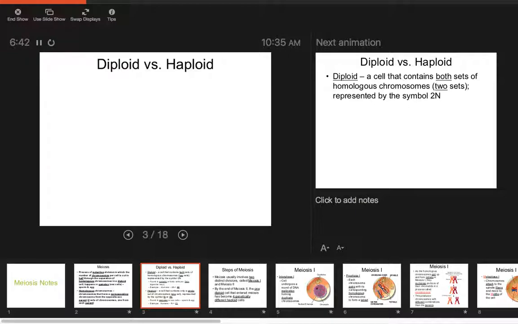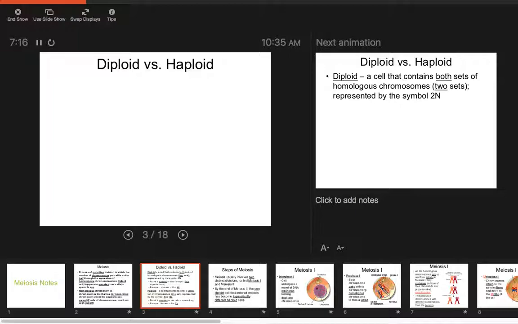Your haploid cells are your gametes. Your haploid cells are your sex cells. So think about the word haploid. It sounds kind of like half. So your chromosome number for your haploid cells is half of your diploid number, and that's true for any sexually reproducing organism. So for us, our haploid number is 23. Our diploid number is 46.